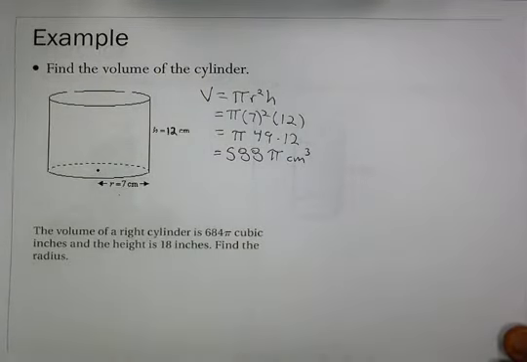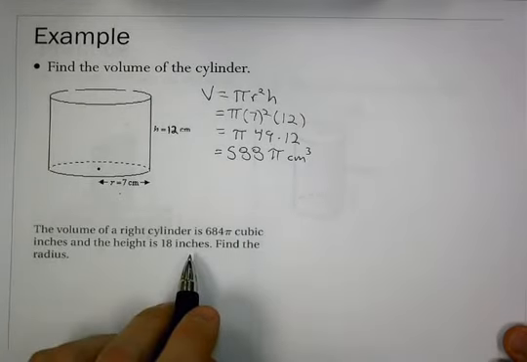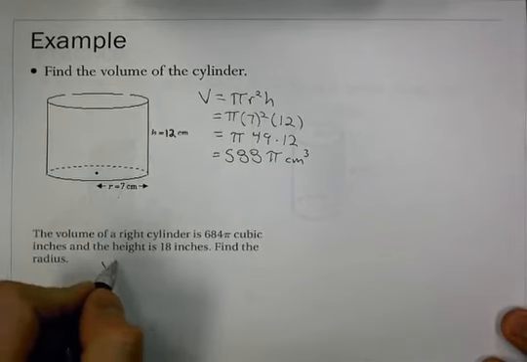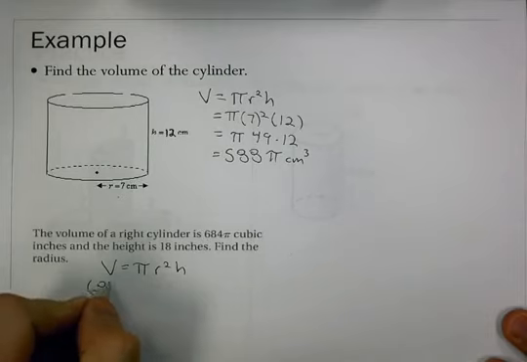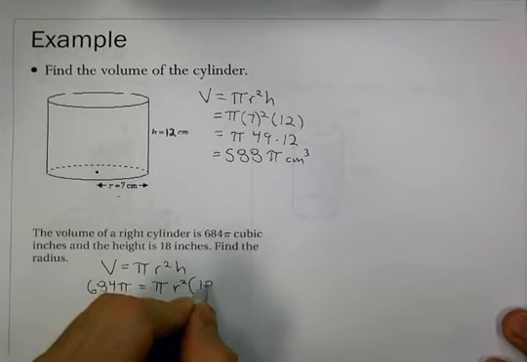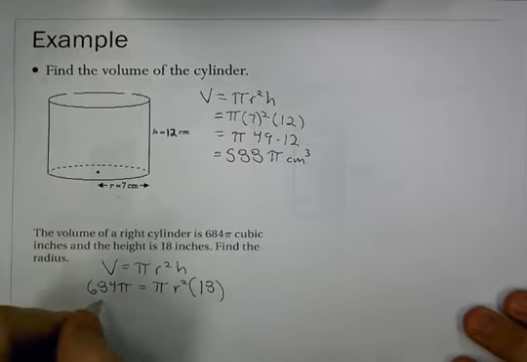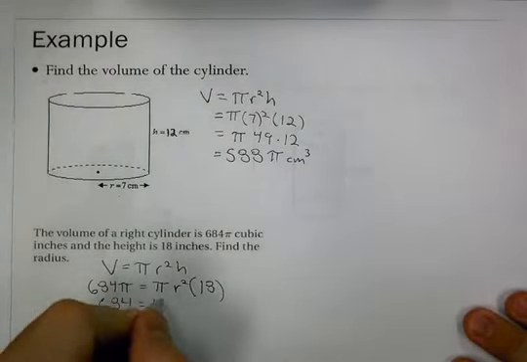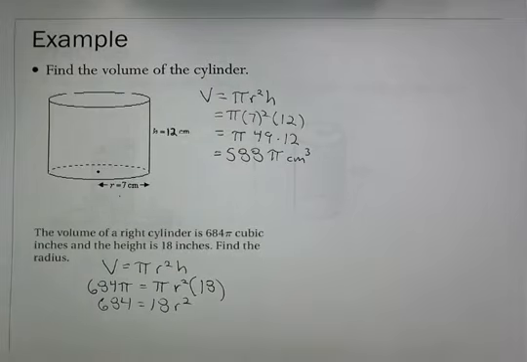Next problem, we're looking at the volume of a right cylinder is 684 pi cubic inches and its height is 18 inches. So here we're actually looking for the radius. So we plug our formula in. We know volume. We know height. We're solving for r. Now, one thing I would do as I start this problem off is I would divide both sides by pi. If I divide both sides by pi, we don't have that pi there anymore on either side. Since it's on both sides, we can divide both sides by that value.